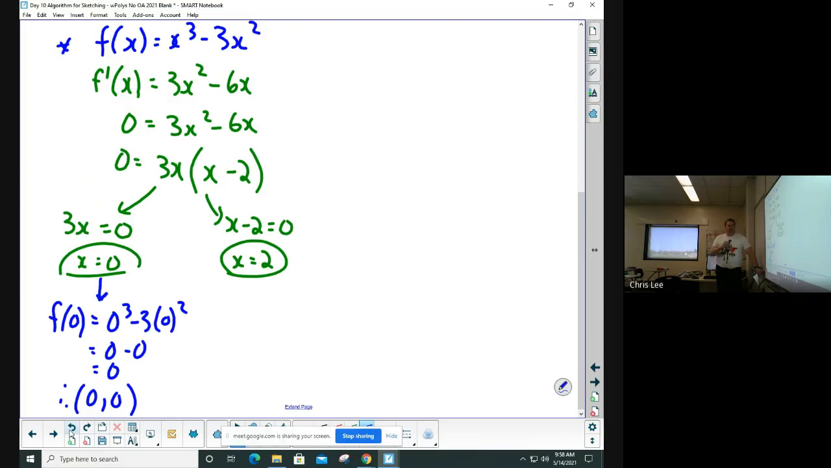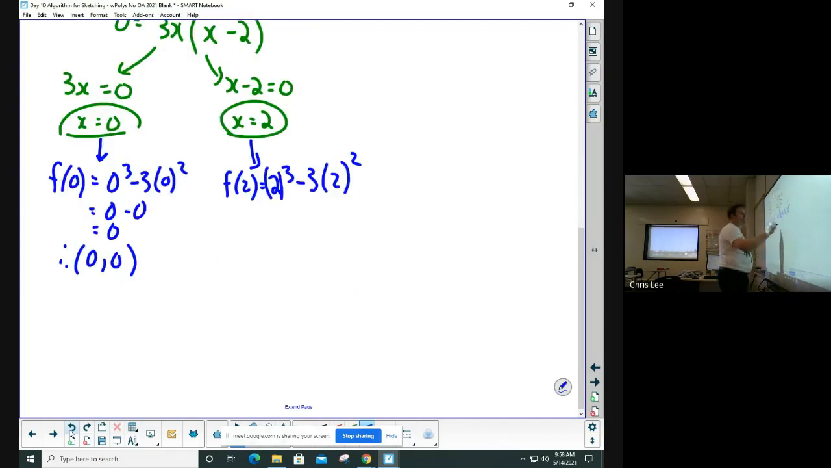One of my spots is 0, 0. The other spot is going to be where x equals 2. So I put in 2 cubed minus 3 times 2 squared. 2 cubed is 8, minus 2 squared is 4, times 3 is 12. And so that's negative 4. So therefore, my other critical point is going to be at 2, negative 4.